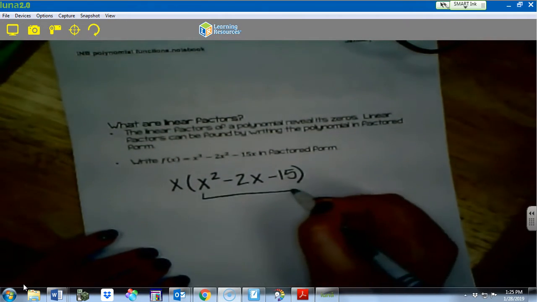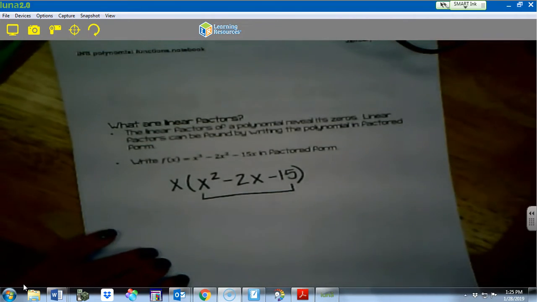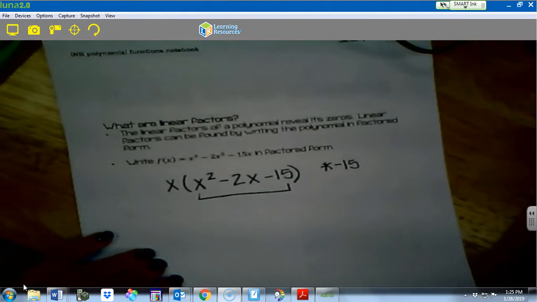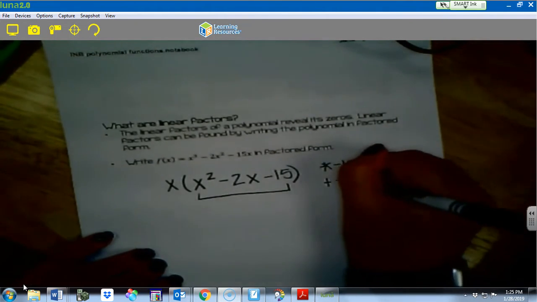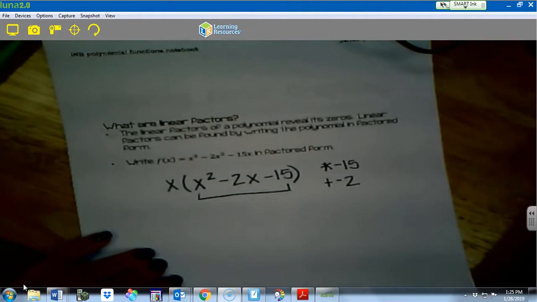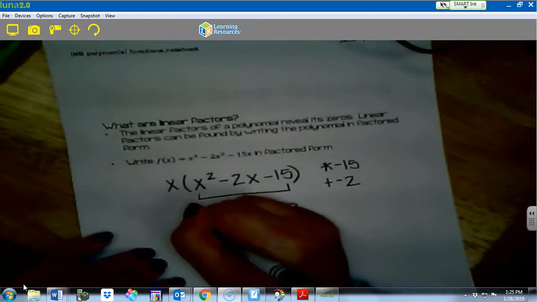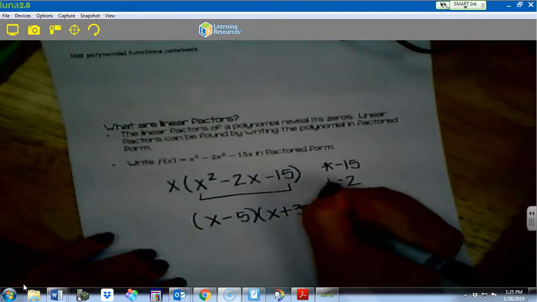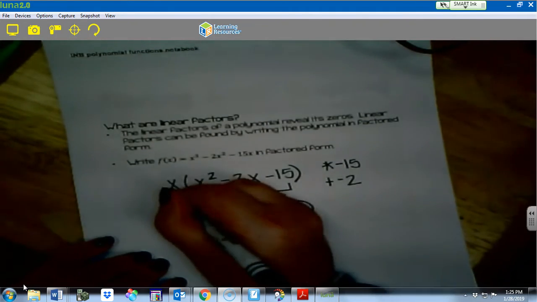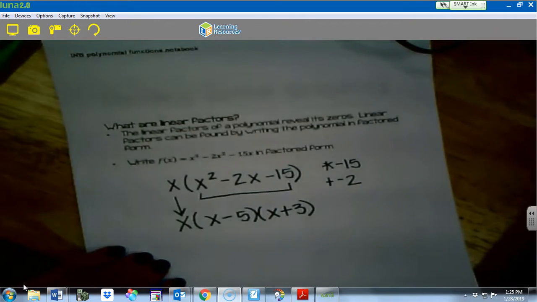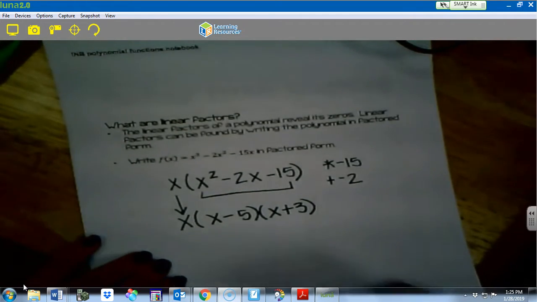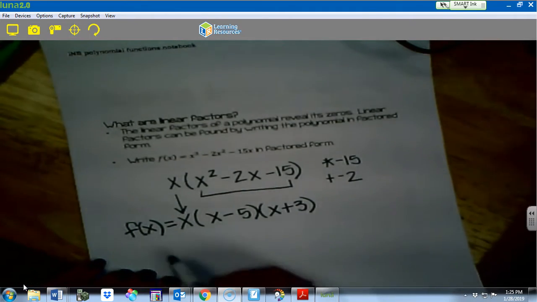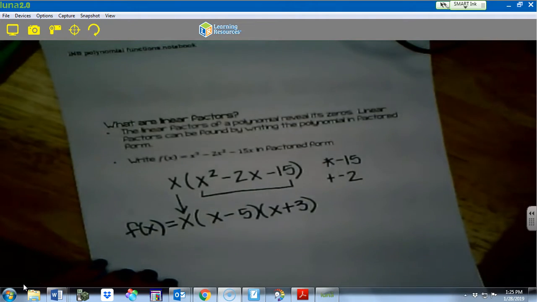Now, inside the parentheses, we want to see if we can further factor that. So we're looking for a pair of numbers that multiply to give us negative 15 and add to give us negative 2. That combination of numbers is negative 5 and positive 3. Then we just drop down that x that we had factored out at the beginning, and we put f of x is equal to, or you might see y is equal to. It's the same thing.